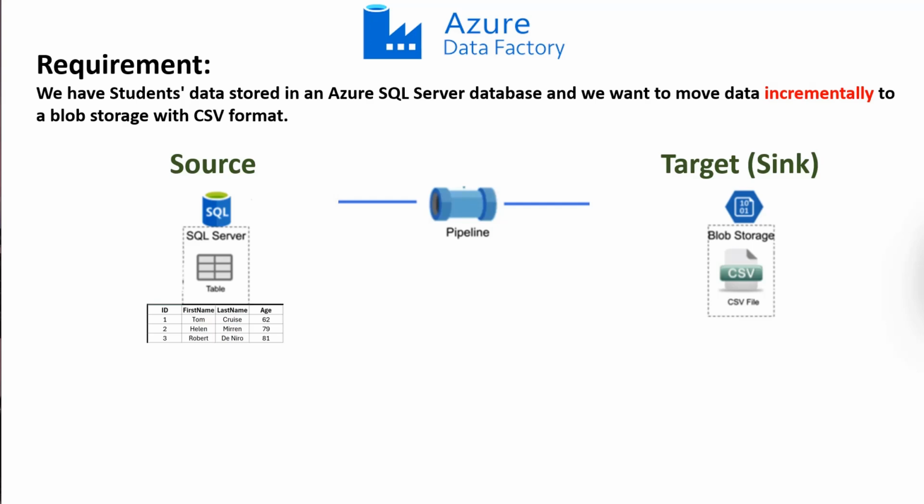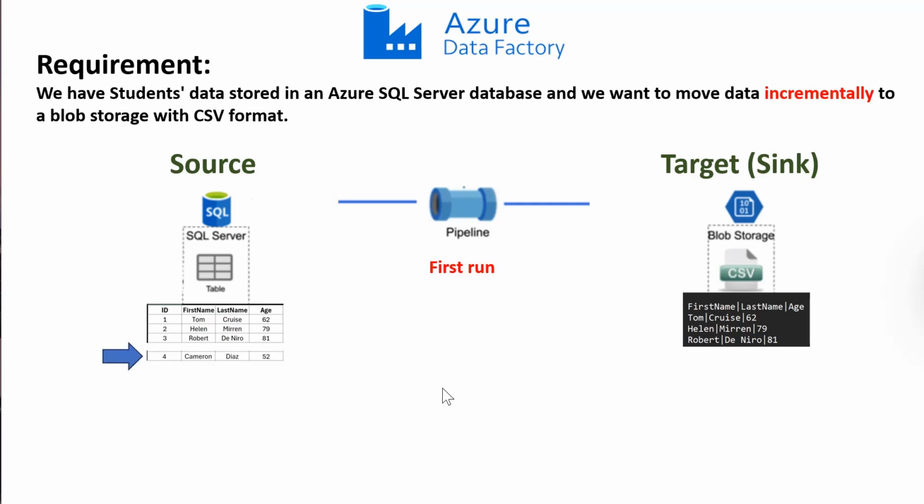I just want to give you a little more context about what that means and understand the requirement first, then we go to the implementation phase. As you see, we have student data in a SQL Server table here, and we want to move it to our sink, which is a CSV file in a blob storage. The expectation is that when you run the pipeline for the first time, a CSV file is created in the blob storage containing all the records in the SQL Server table.